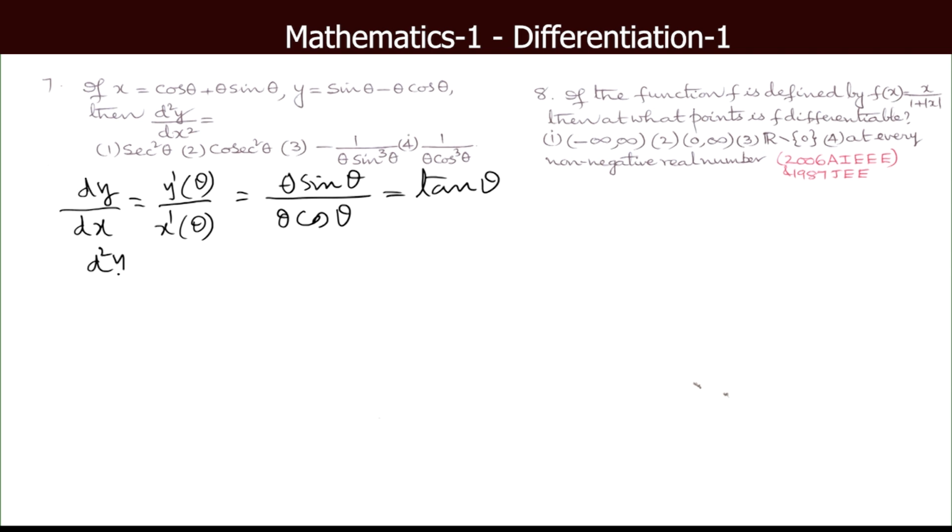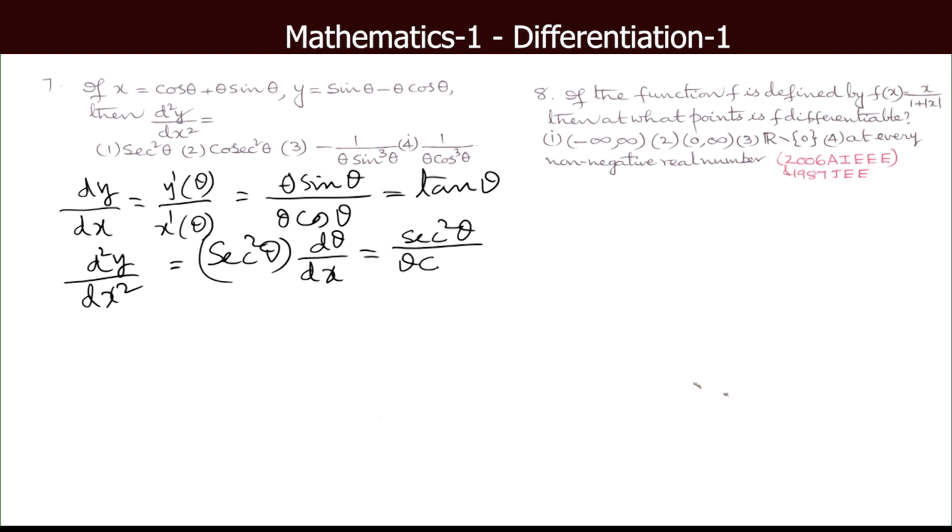d2y dx2 is obtained by differentiating dy dx with respect to x, not with respect to theta. When you differentiate with respect to x, if you apply the chain rule, the derivative of tan theta is just secant square theta into d theta dx. Very important, do not forget to write this. Okay, d theta dx is 1 by dx d theta, that is 1 by x dash theta. X dash theta is theta cos theta. So secant square theta by theta cos theta, which is equal to 1 by theta cos cube theta. So that is the second derivative, which is the fourth option.